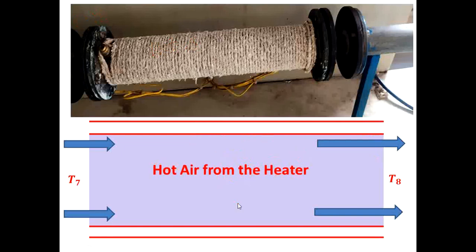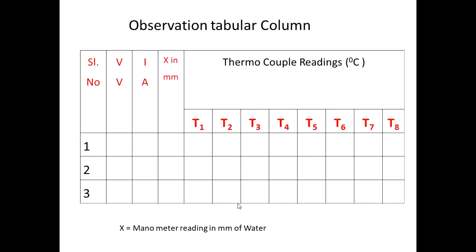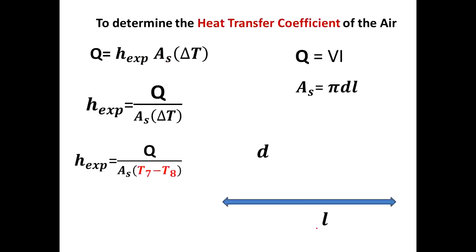Hot air from the heater, and the temperature is measured from T1 to T6. This is the observation tabular column that you write down, where X in the table is the manometer reading of water in mm. Convert that into meters of water. Then the head of water you get, you convert into the head of air.